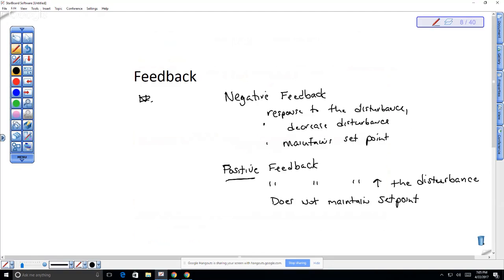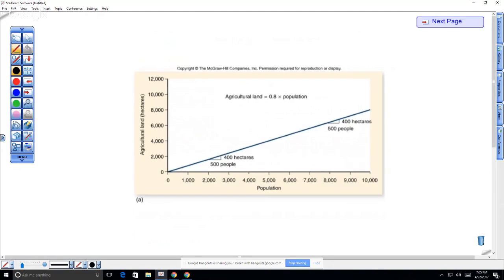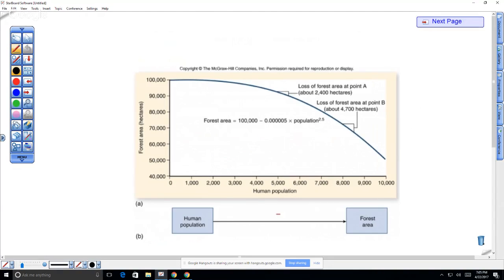Okay, so if we look at the positive relationship between agricultural land and population, as we get more people, the more agricultural land we have to produce, right? So that's a positive relationship. If we look at it in terms of forest area, human population increases have a negative effect on the forest area.